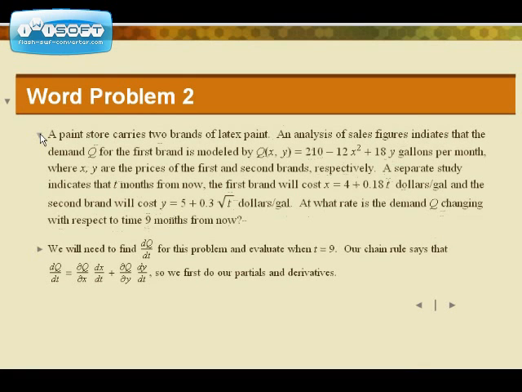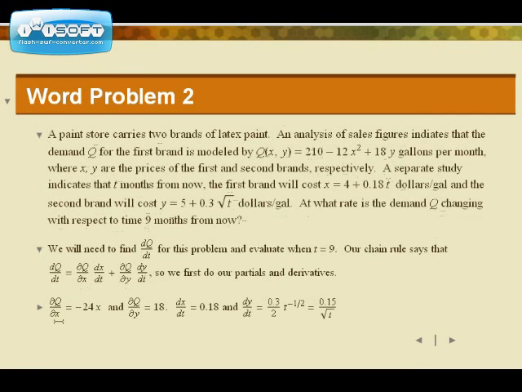So if we want to compute dQ/dt, we just need to write out our chain rule. So our chain rule says this is going to be the partial of Q with respect to x, one of its variables, times dx/dt, plus the partial of Q with respect to y, its other variable, times dy/dt. And so we just need to find each of these partials and derivatives, and start plugging stuff in.